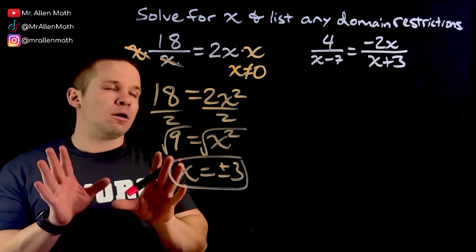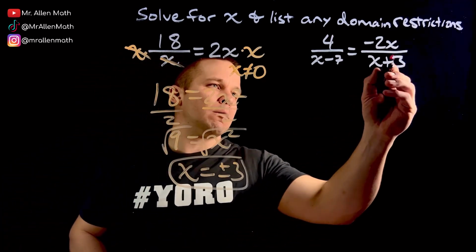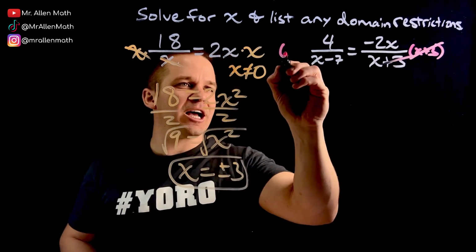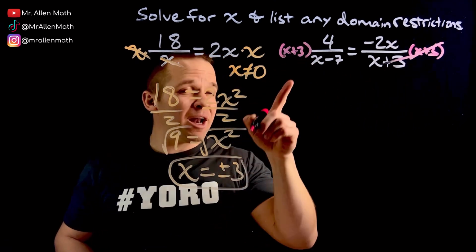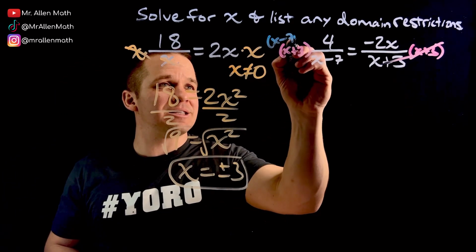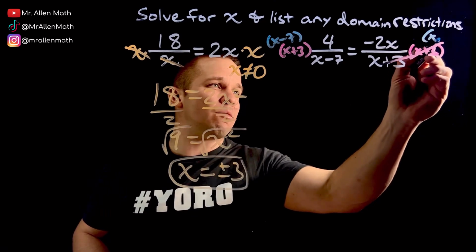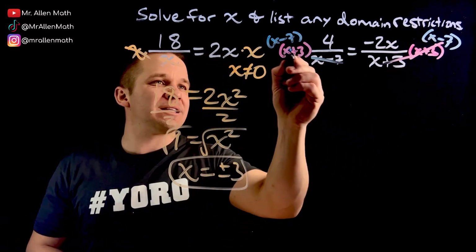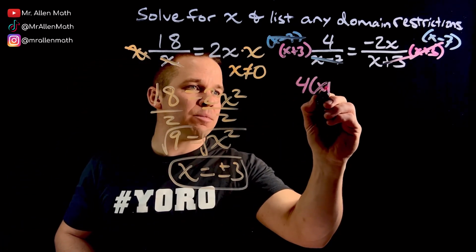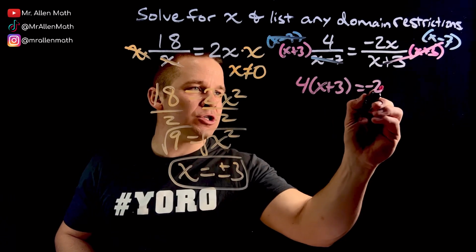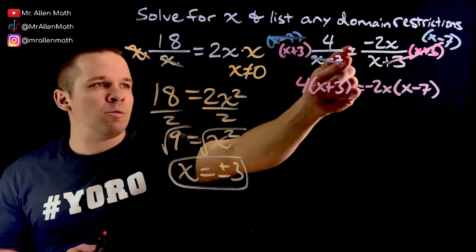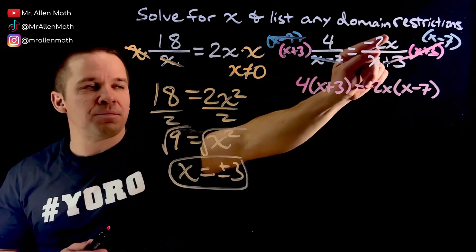Now, the mathematically correct way is to multiply by x plus 3 on both sides. That is gone. I've got x plus 3 over here. And then I'm also going to be multiplying by x minus 7, so x minus 7 gets multiplied on both sides. I'm running out of room here, so I'm writing them in weird ways. But that's gone. And now what I have is 4 times x plus 3 equals negative 2x times x minus 7, which is exactly what would happen if I cross multiplied.